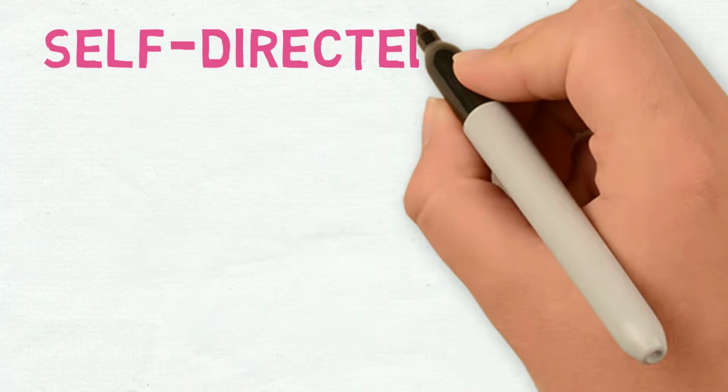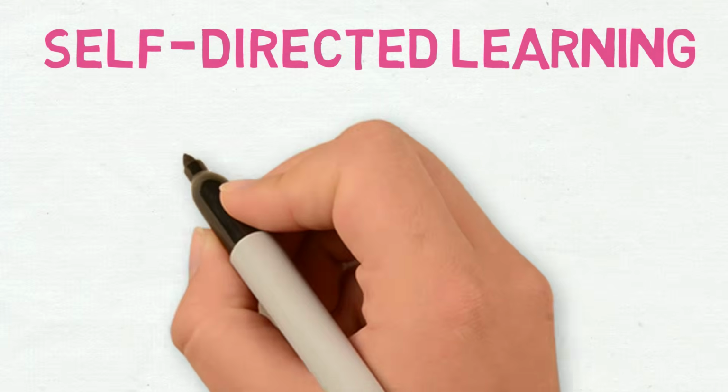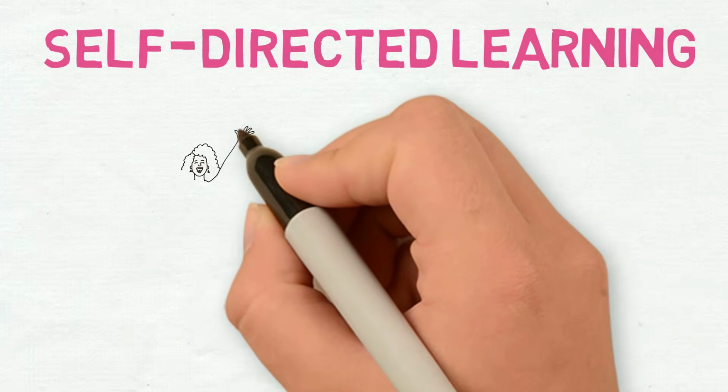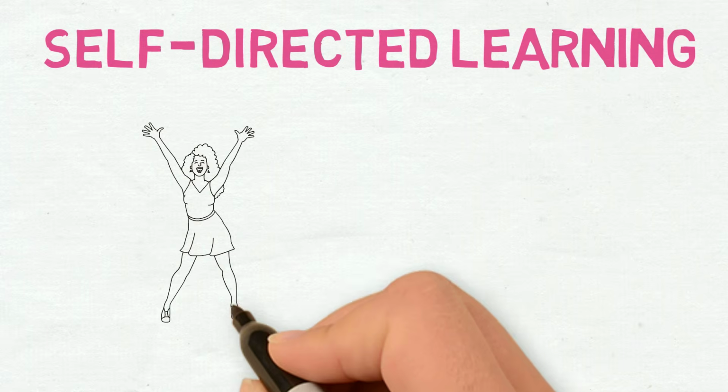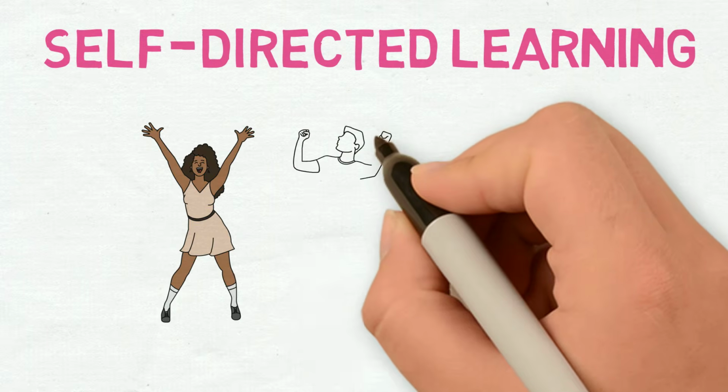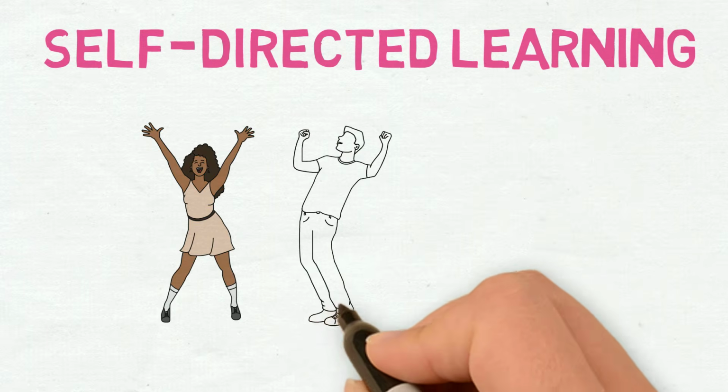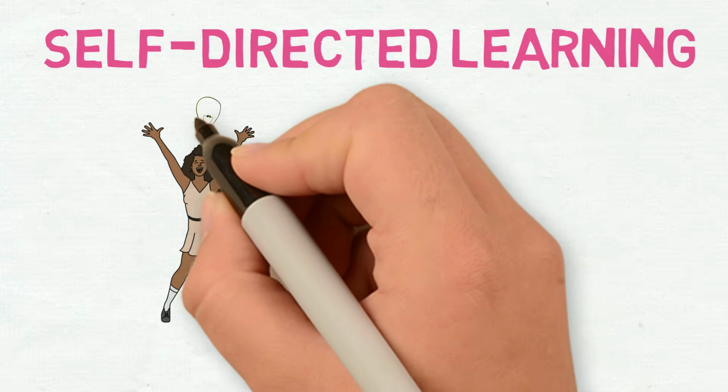go through a process called self-directed learning, which occurs when students take their own initiative and feel as though they are the ones in charge of their own learning. This helps students become self-sufficient and helps prepare them for lifelong learning.